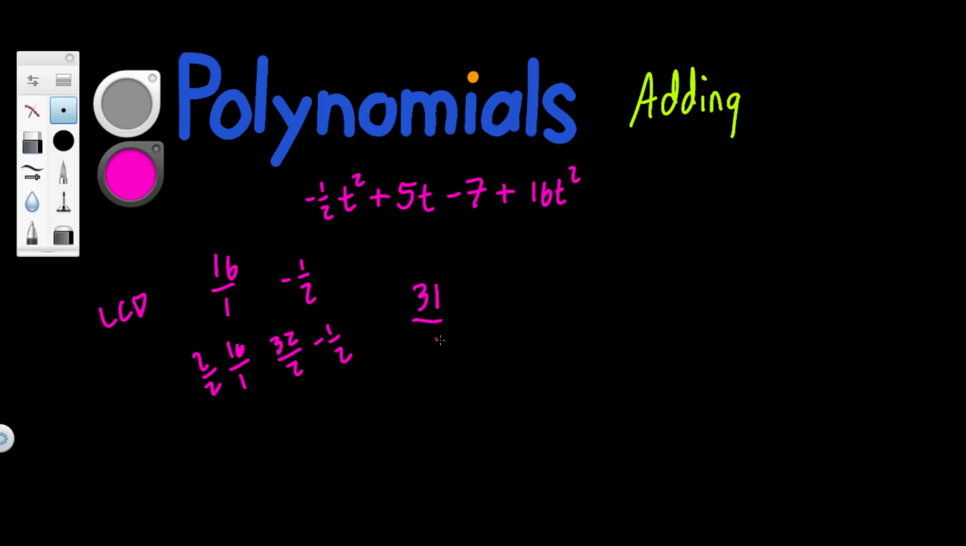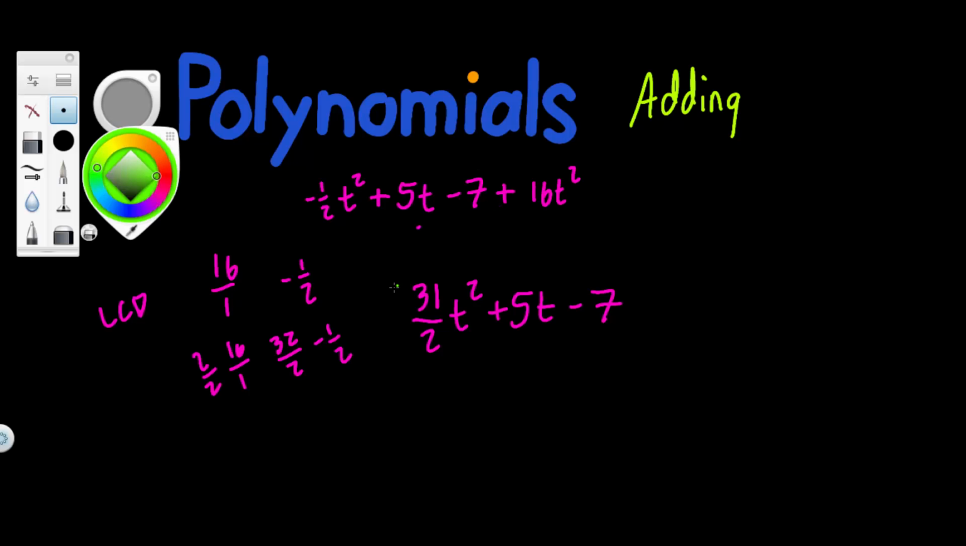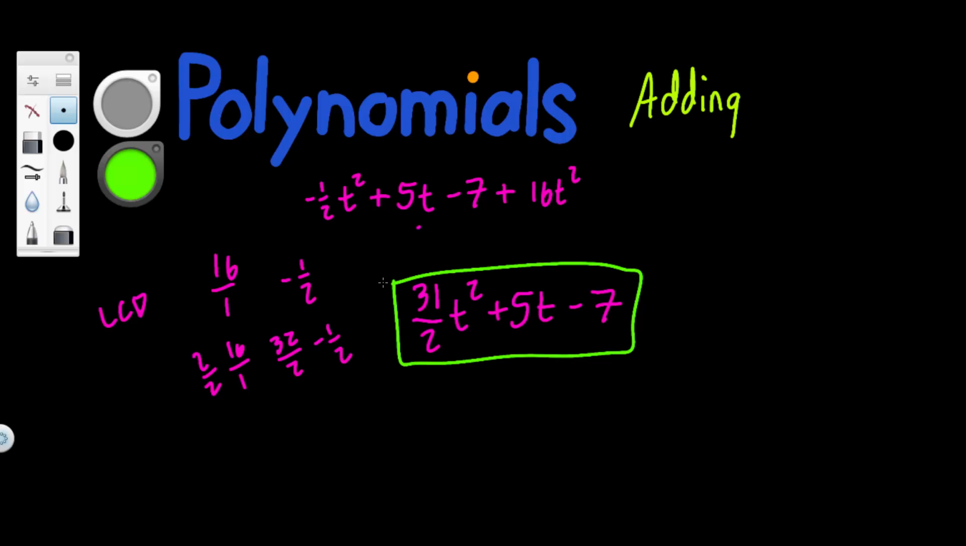31 divided by 2. That is our coefficient times t squared plus 5t, because we've only got 1 of degree 1, and then we've got minus 7, because we've only got one constant. So this is our answer here. It doesn't always have to be x. It can be other variables such as t or whatever else.